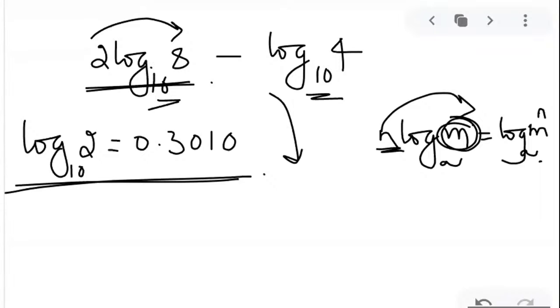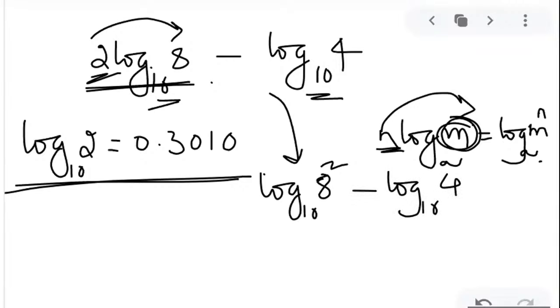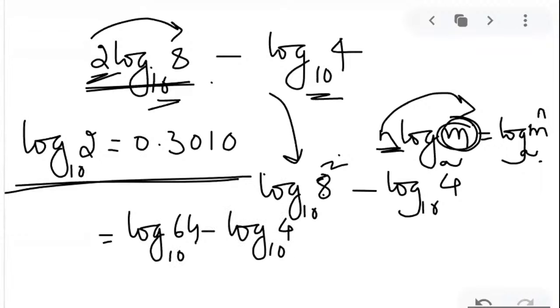First term: log 8 base 10. What happened to the 2? It became the exponent. This became 8 square, minus log 4 base 10. What is 8 square? So I have log 64 base 10 minus log 4 base 10.